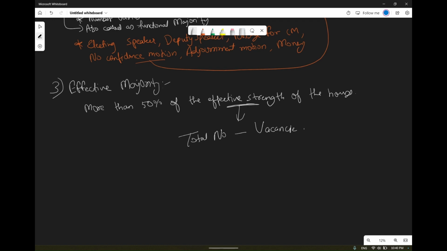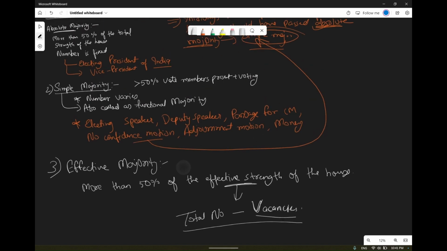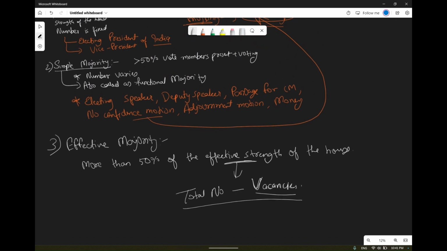In the Rajya Sabha, for example, seats are sometimes vacant. If seats are vacant, then for the effective majority we deduct the vacancies from the total number of seats. So the difference between effective majority and simple majority is that in simple majority it is 50% of the votes present and voting, but in effective majority it is 50% of the effective strength of the house, that is, the total number of seats minus vacancies. Okay, I guess it is pretty much clear.